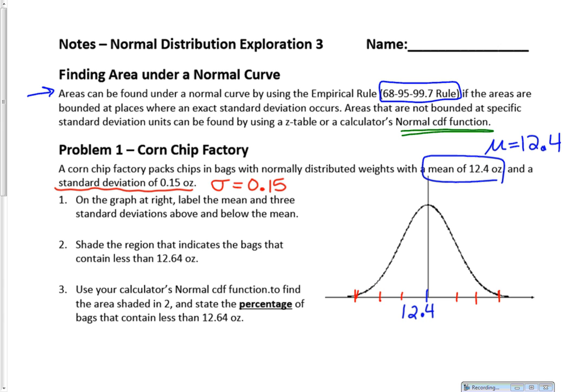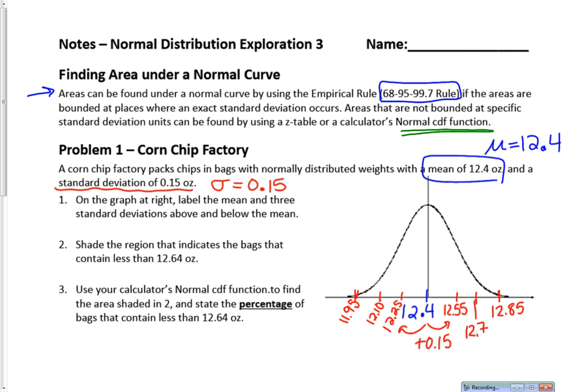And then we've got to go through and we've got to add our 0.15 to that. So if I take 12.4 and I add 0.15, that's what, 12.55? So if I add it again, I've got 12.7. And if I add it again, it's 12.85. Or I could go backwards. So that would be 12.25. Or again, 12.10. Or again, 11.95.